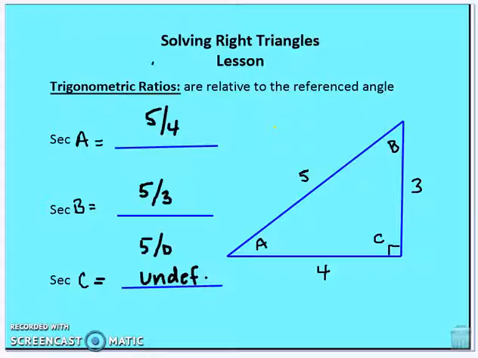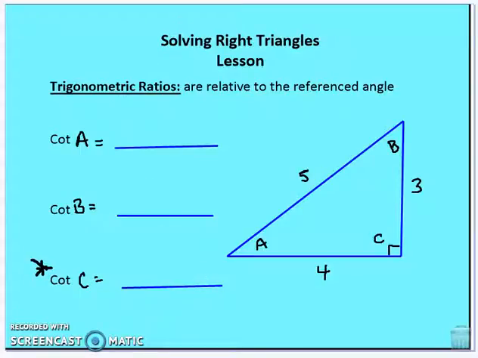All right, so secant is a reciprocal relationship for cosine. So secant of A, 5/4, secant of B, 5/3, secant of C is undefined. Right, cotangent of A, again, reciprocal relationship for tangent. So now adjacent over opposite, 4 over 3 for cotangent of A. Cotangent of B is going to be 3 over 4, and cotangent of C is 0 over 5, or 0.